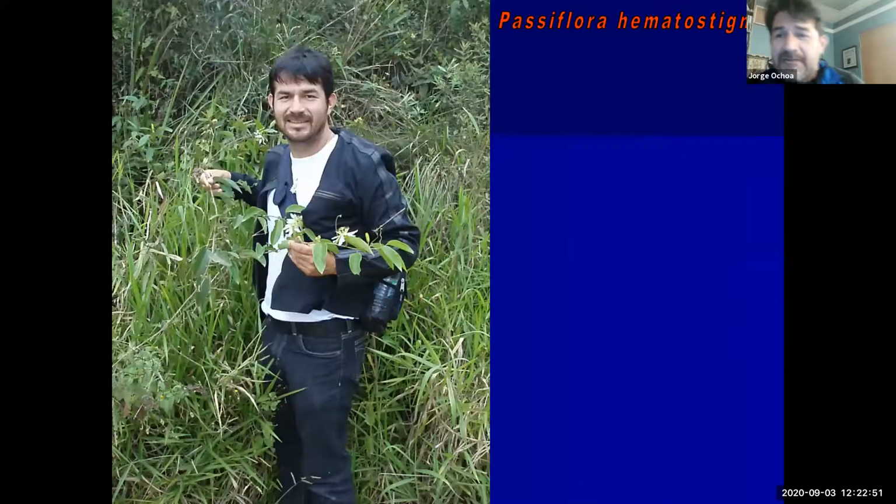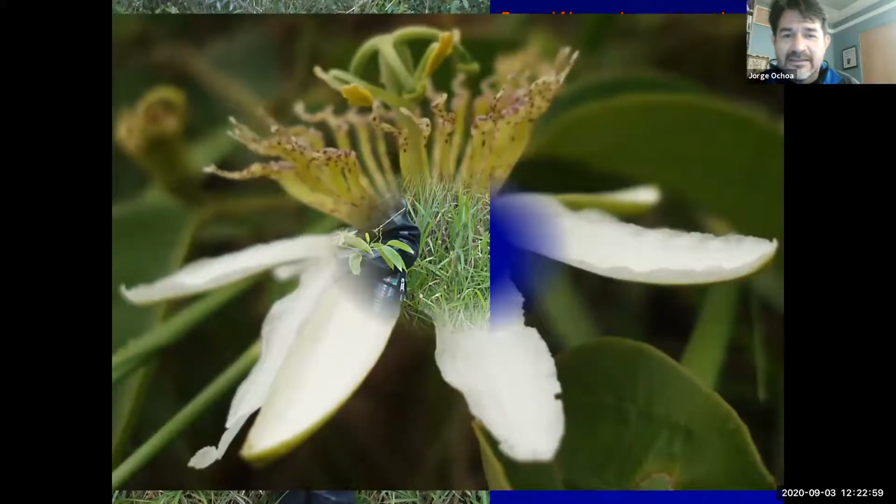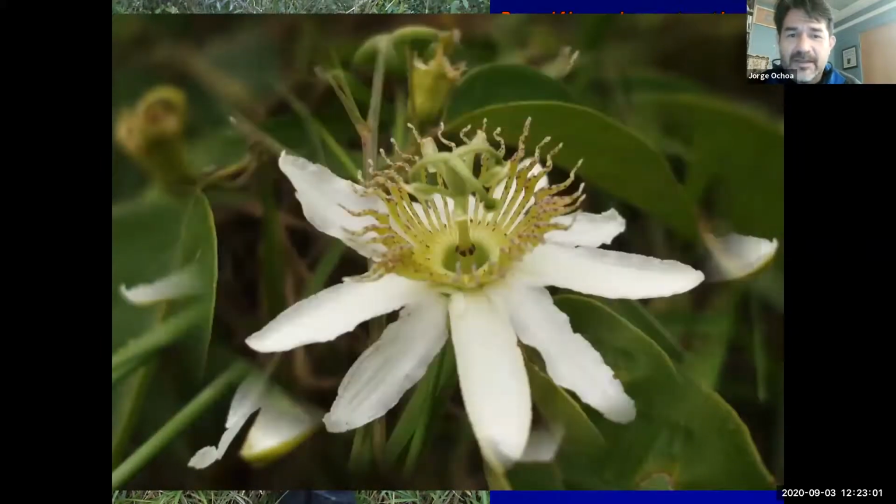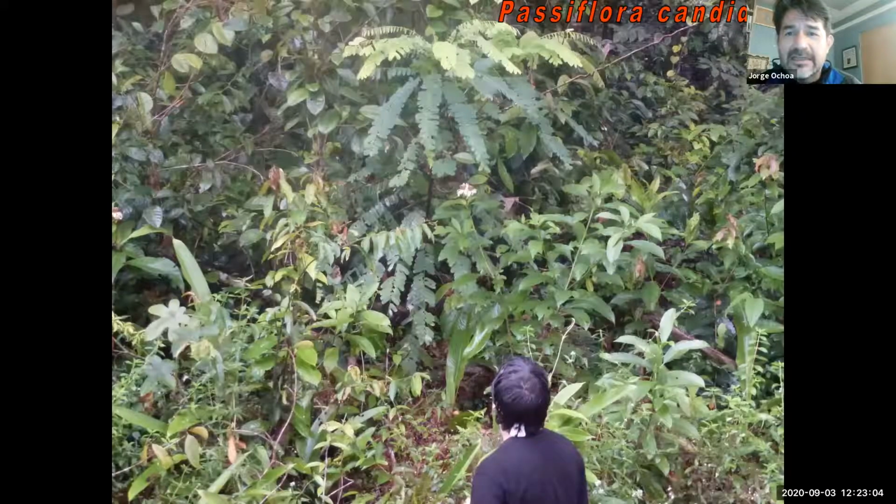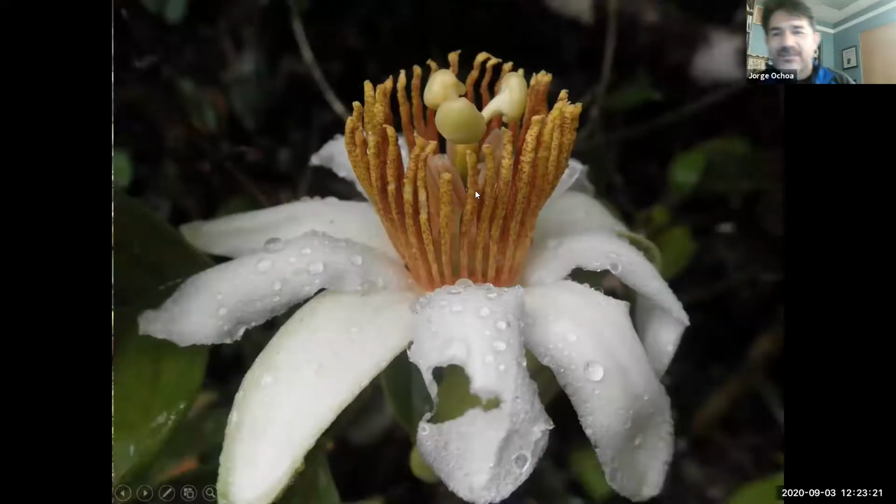In my travels, I've gone to Brazil. So this photograph is from Brazil, where we found hematostigma. And here is the close-up of that flower. And then in French Guiana, Passiflora candida gives you an idea of the forest and where the flower is right here. And you have to be able to see that driving at 60 miles an hour, which I did. And then we stopped and we photographed and saw if we could find seeds and anything else.